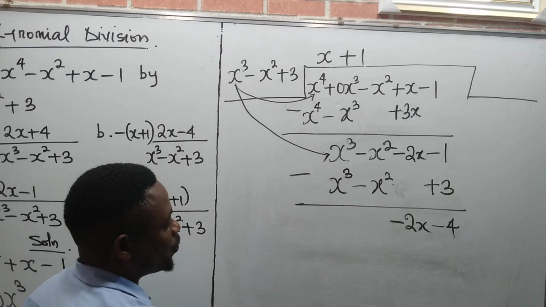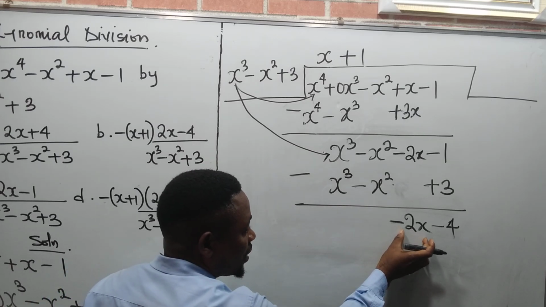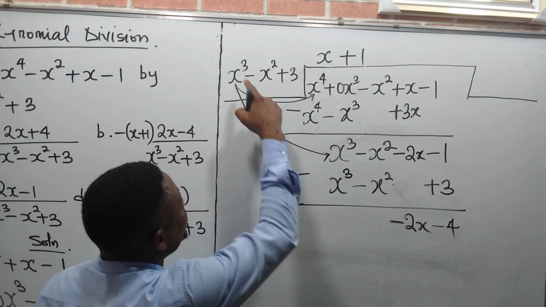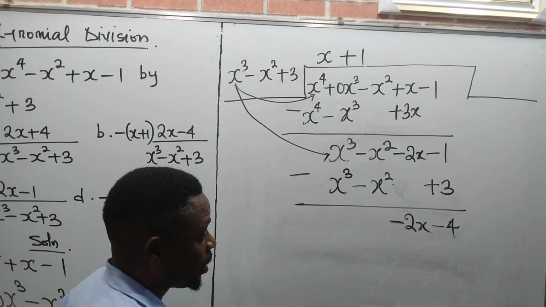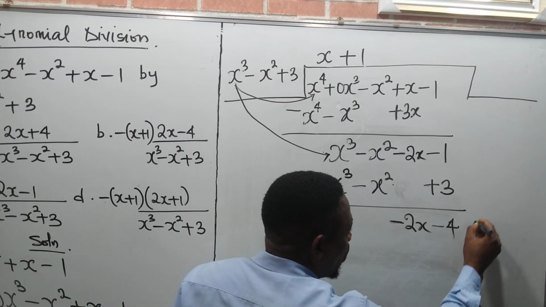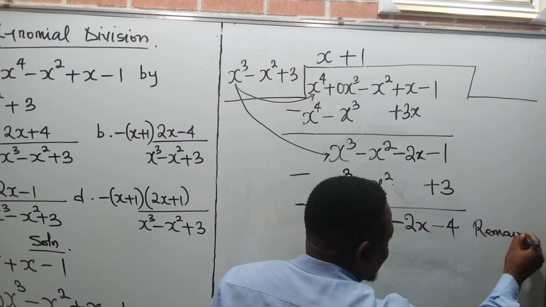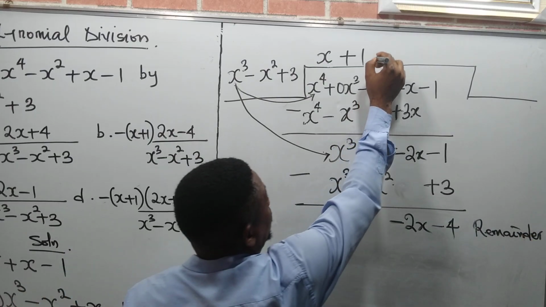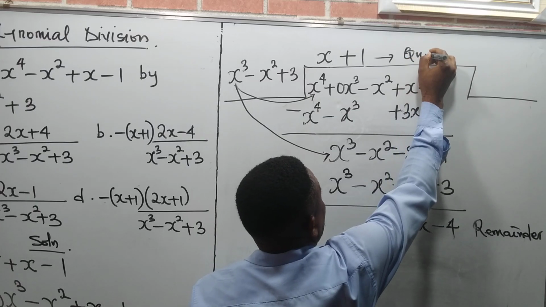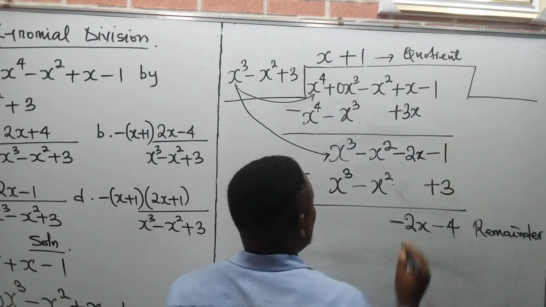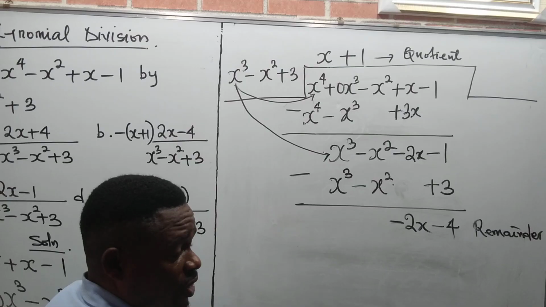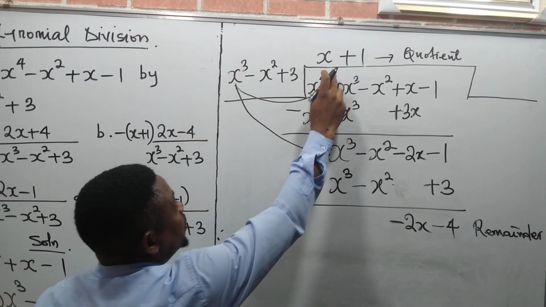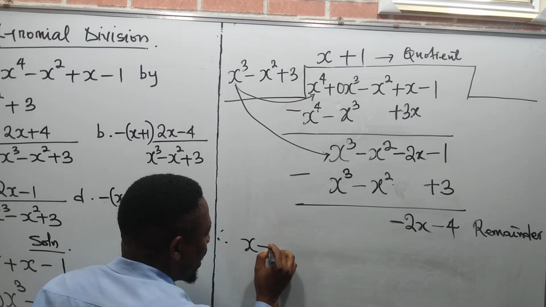So can you see that we are not going to continue dividing again because the power here is now to power 1, while the divisor is to power 3. So we stop here, and this thing is called remainder. What did I say it is called? Remainder. While the result that we've produced is called the quotient. Then how do we put everything together now? Therefore, the answer now is, what is the quotient? The quotient is x plus 1.